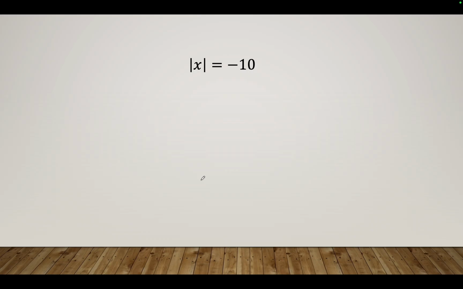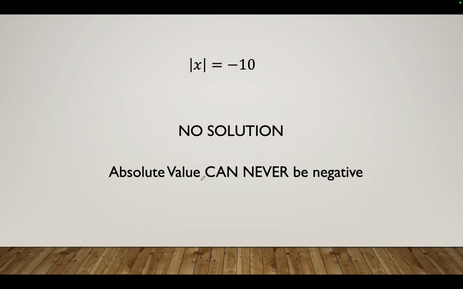Absolute value of x equals -10. No solution. Remember, the absolute value can never be negative.